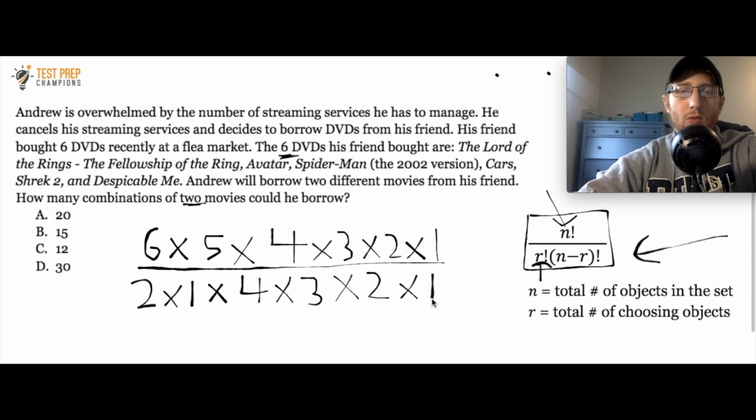Okay, so now one way to do this would just be to plug all these numbers into your calculator and you could get the answer that way. But what I like to do is look for things that we can cancel out. So we've got a 4 on the top and a 4 down here. Those will cancel. We've got a 3 here and a 3 here. Those will cancel. We can cancel the 2 and the 2. We can cancel the 1 and the 1.